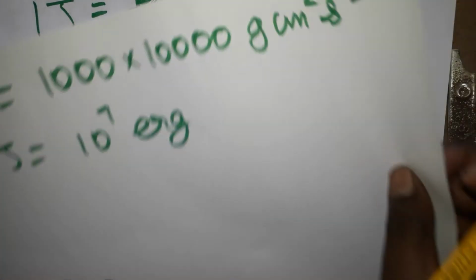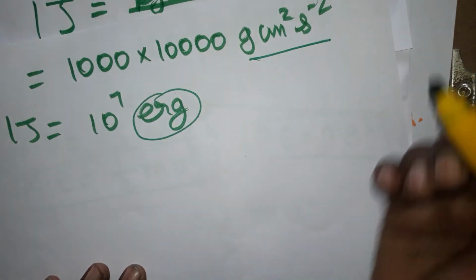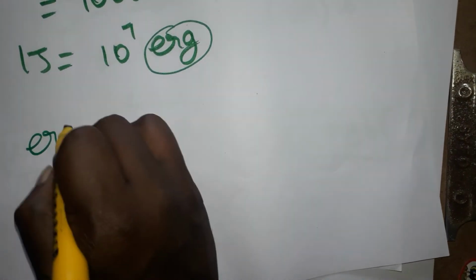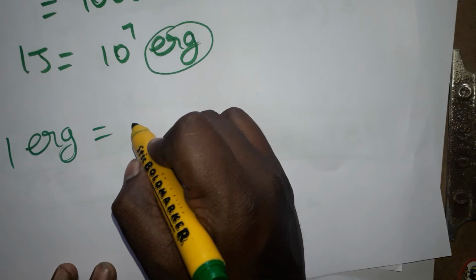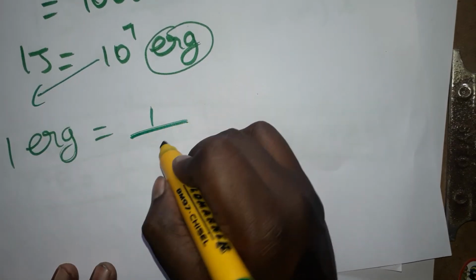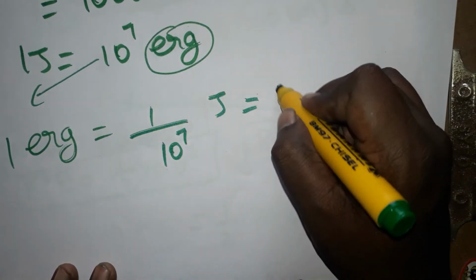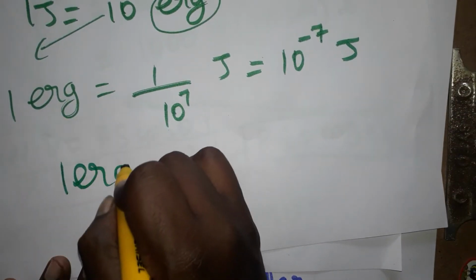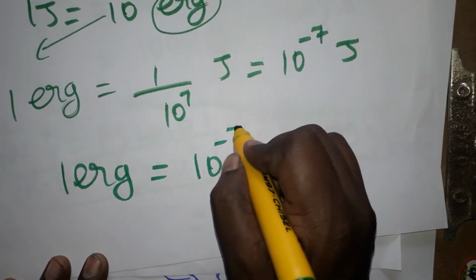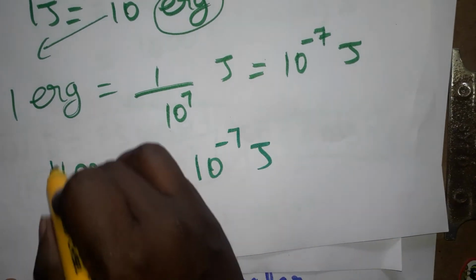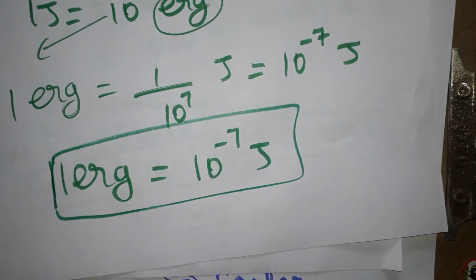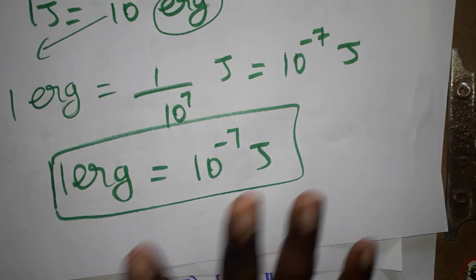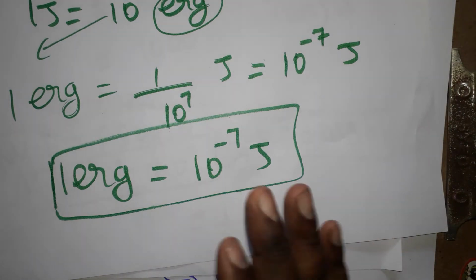So right now we know what an erg is. Erg is gram centimeter square second minus 2. Now erg to joule: 1 erg is equal to 1 divided by 10 power 7 joule, which is 10 power minus 7 joules. So 1 erg is equal to 10 power minus 7 joules. This also I got. Next, this is a very important concept for energy.